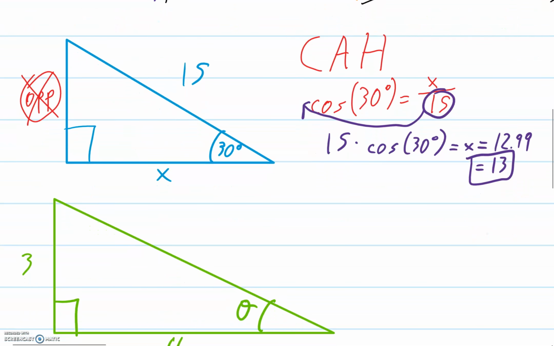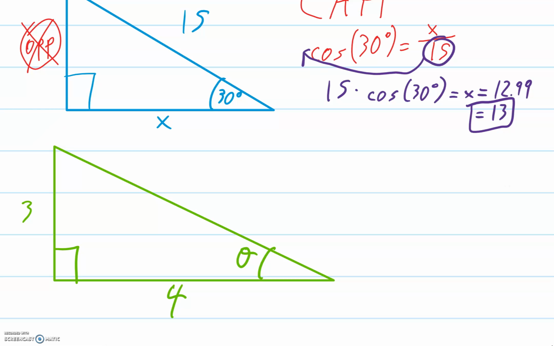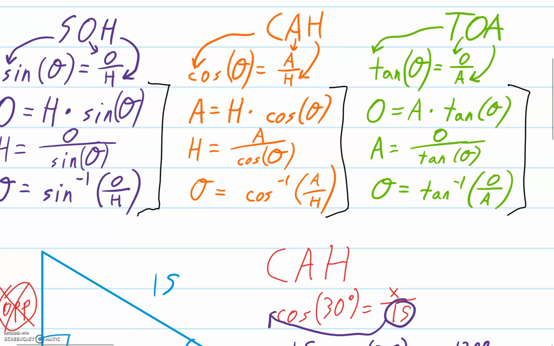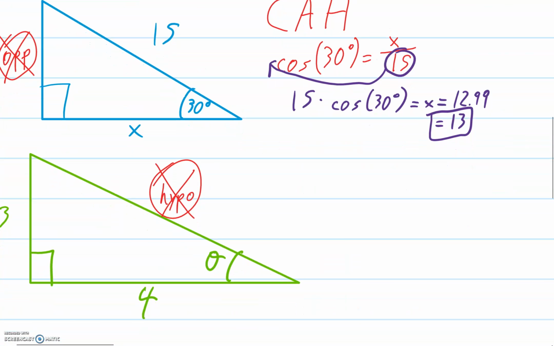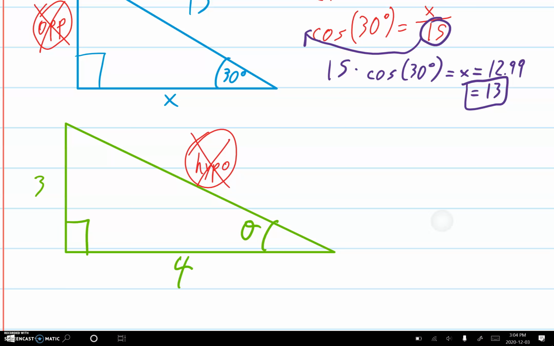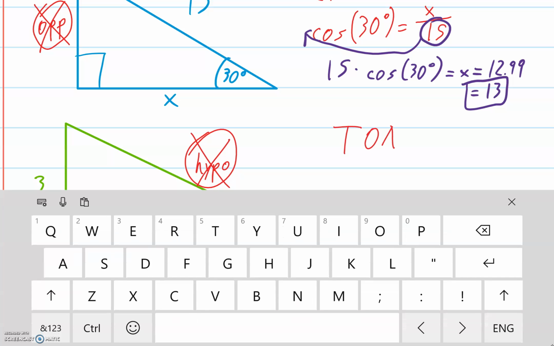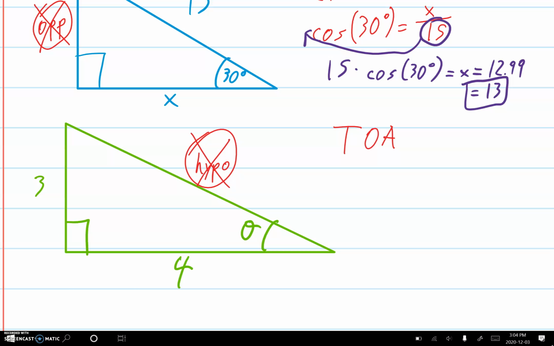Now let's take a look at this next question. This is going to be the last one, so try it out yourself and then press play. What is the missing side here? We are missing the hypotenuse, and we don't care about the hypotenuse. We're asking about the angle. So which one does not use the hypotenuse? Well, TOA does not use the hypotenuse.